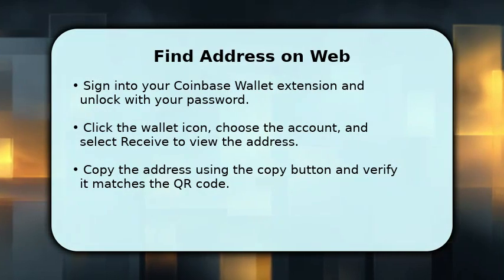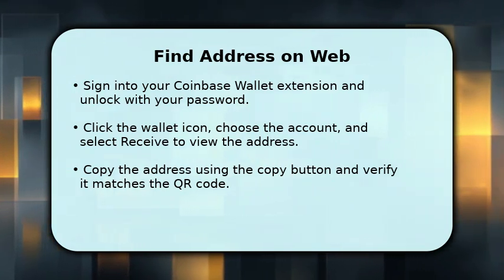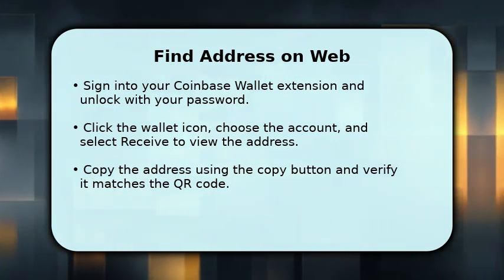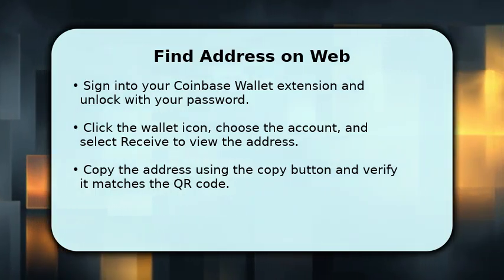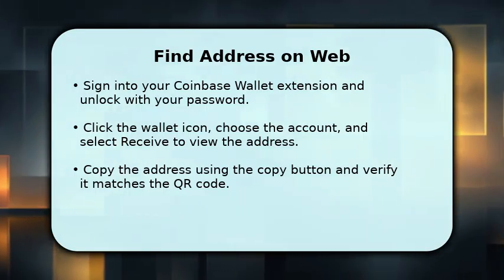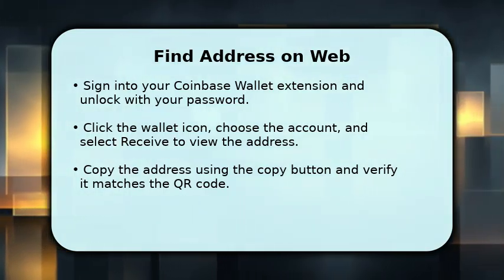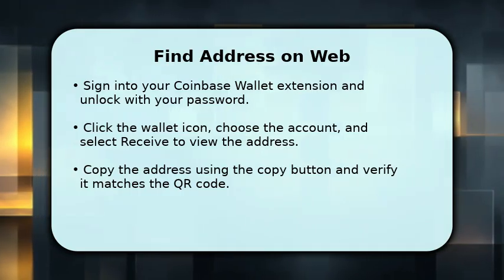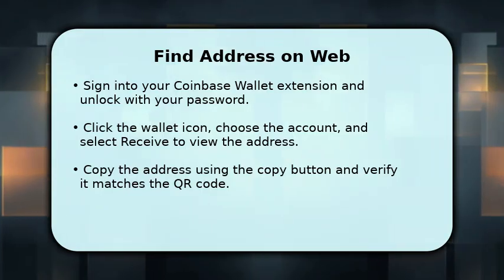In this video, I will explain how to find Coinbase wallet address, full guide. Open the Coinbase wallet browser extension, unlock it, select the account you want to use, then click Receive or Show Address to reveal the public address and QR code. Use the Copy button to copy the address to clipboard, paste it in a safe note, and confirm the first and last characters before sharing for any incoming transfer.